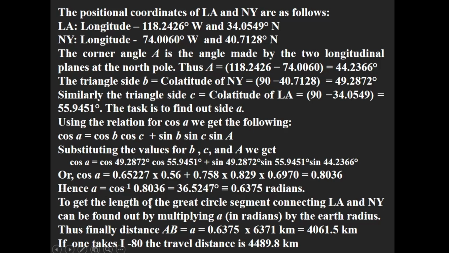Now, the length of this great circle segment connecting LA and New York can be found out by multiplying this by the radius of the earth, the average radius, which is 6371 kilometers. And so this distance AB along the great circle becomes 4061.5 kilometers.